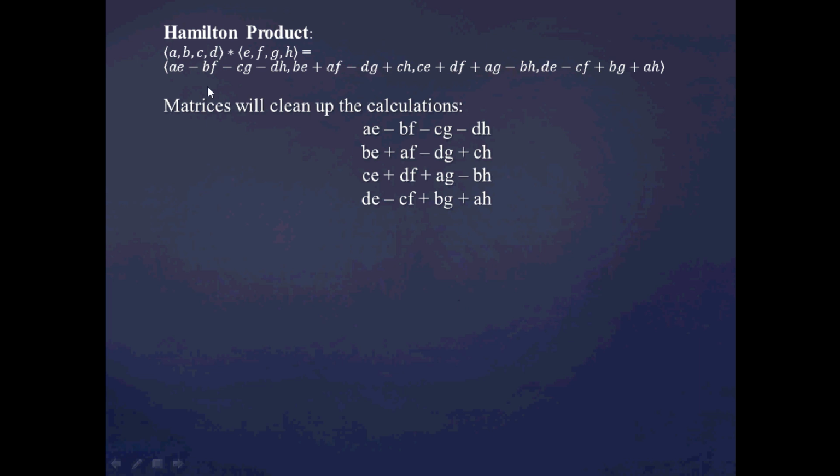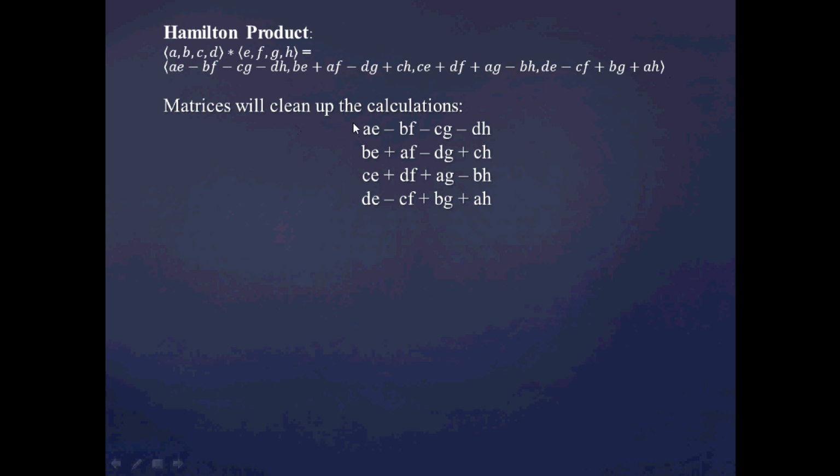So what I'm going to do is I've written each of these 4 components of the new quaternion in such a way as to have some coefficient times E, something times F, something times G, and then something times H, in that order. I have EFGH, EFGH, and EFGH. Now let me write that vertically.